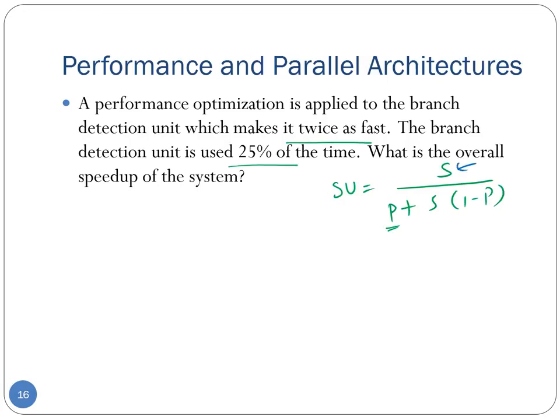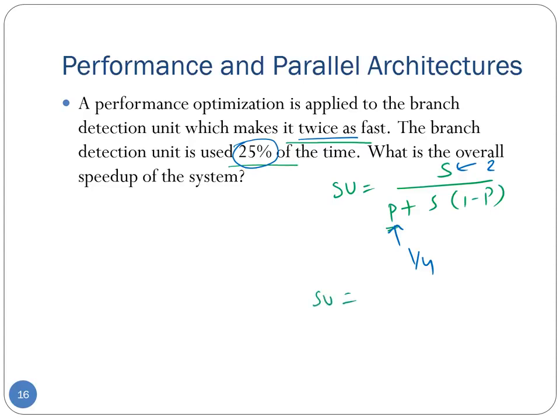So here the s, the speed up, the question says, is twice, so it's twice as fast, so s is equal to 2. And the portion of the program, this optimization is applied to the branch detection unit, which is used only 25% of the time, right? So this fraction that is sped up is 1 by 4. Okay, so let's just substitute these values in this equation and figure out the final answer.